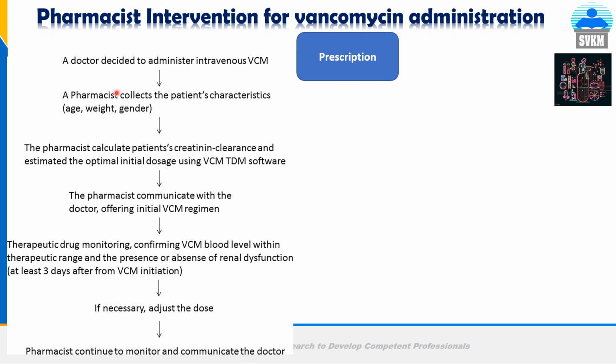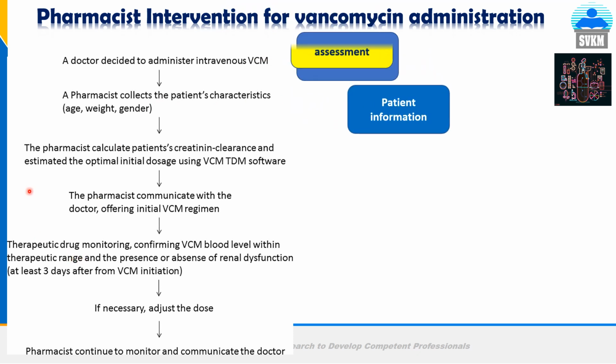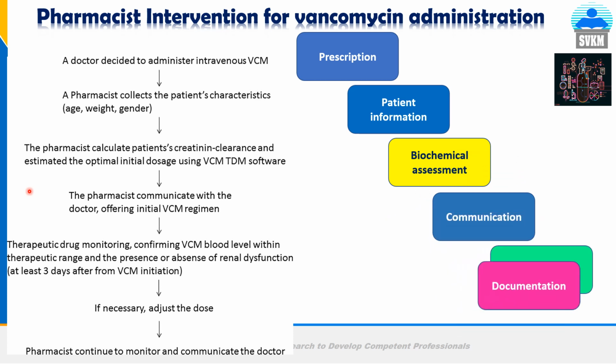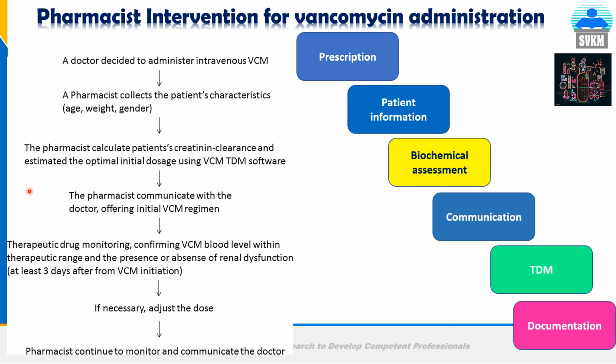So pharmacist intervention includes certain procedures. It always starts from prescription writing by the doctor, then patient information, then biochemical estimation by the pharmacist, communication made by the pharmacist, then therapeutic drug monitoring, and final documentation. These are the intervention stages which are performed.